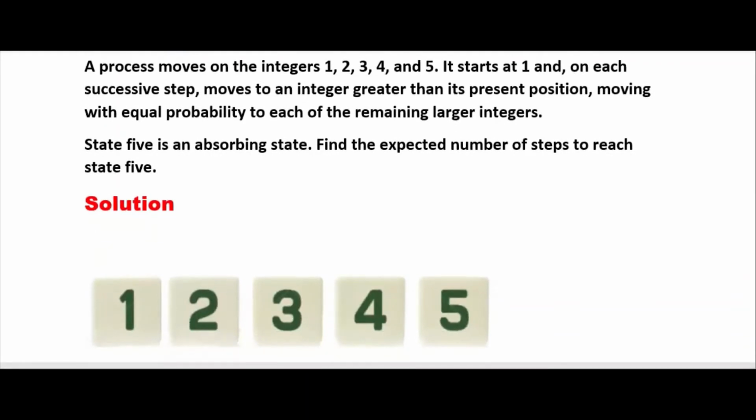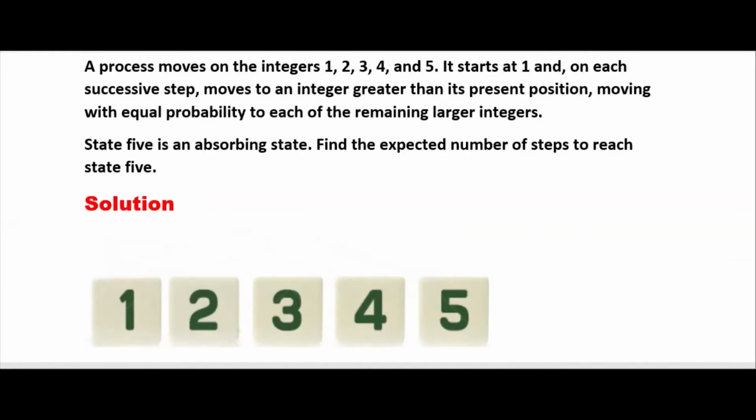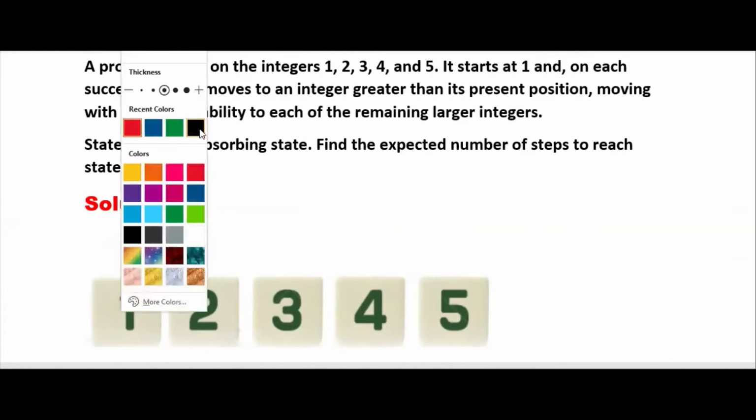And 5 is observing. Suppose it starts at 1, then what will happen? From 1 it can go to 2, no problem. 1 is less than 2, 2 is greater than 1. It can go to 3, it can go to 4, it can go to 5 as well. There are 4 possibilities, and the probabilities are equal. Nothing is given means probabilities are equal. So you can take 1 by 4 probability. How about this? Suppose you are here.